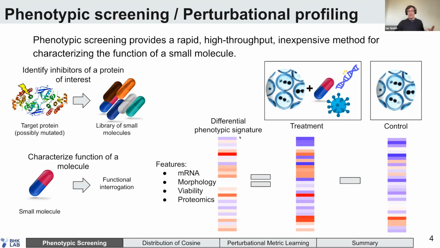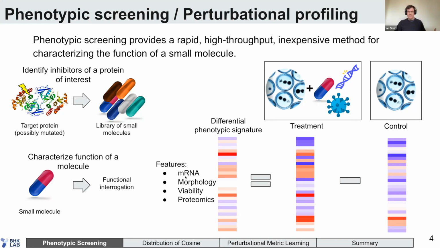So the basic idea is you take some model system like a cancer cell line, you treat it with your agent of interest, which could be a drug, could be some sort of a genetic inhibitor like a CRISPR silencing of a gene, or even a disease, and you measure some set of features in whatever data modality you happen to be interested in. You then compare this to a controlled experiment where you absent the treatment, and take the difference between these two measurements to arrive at a differential phenotypic signature.